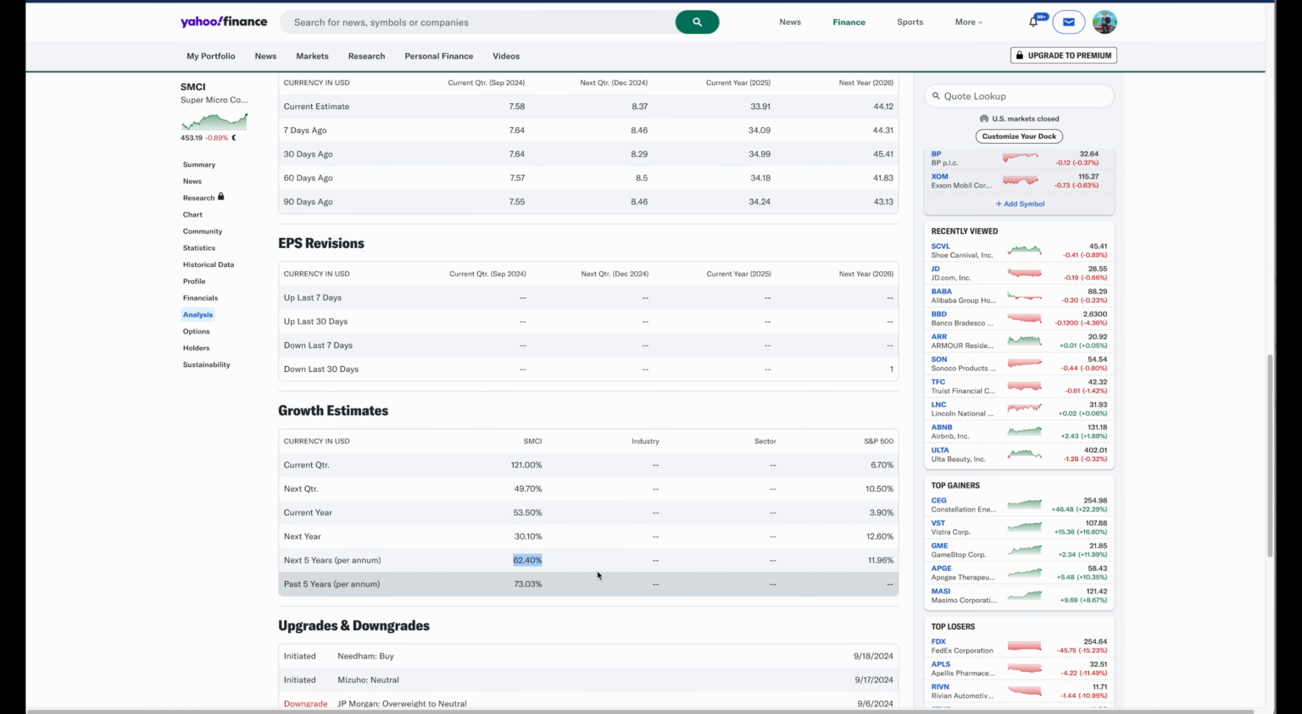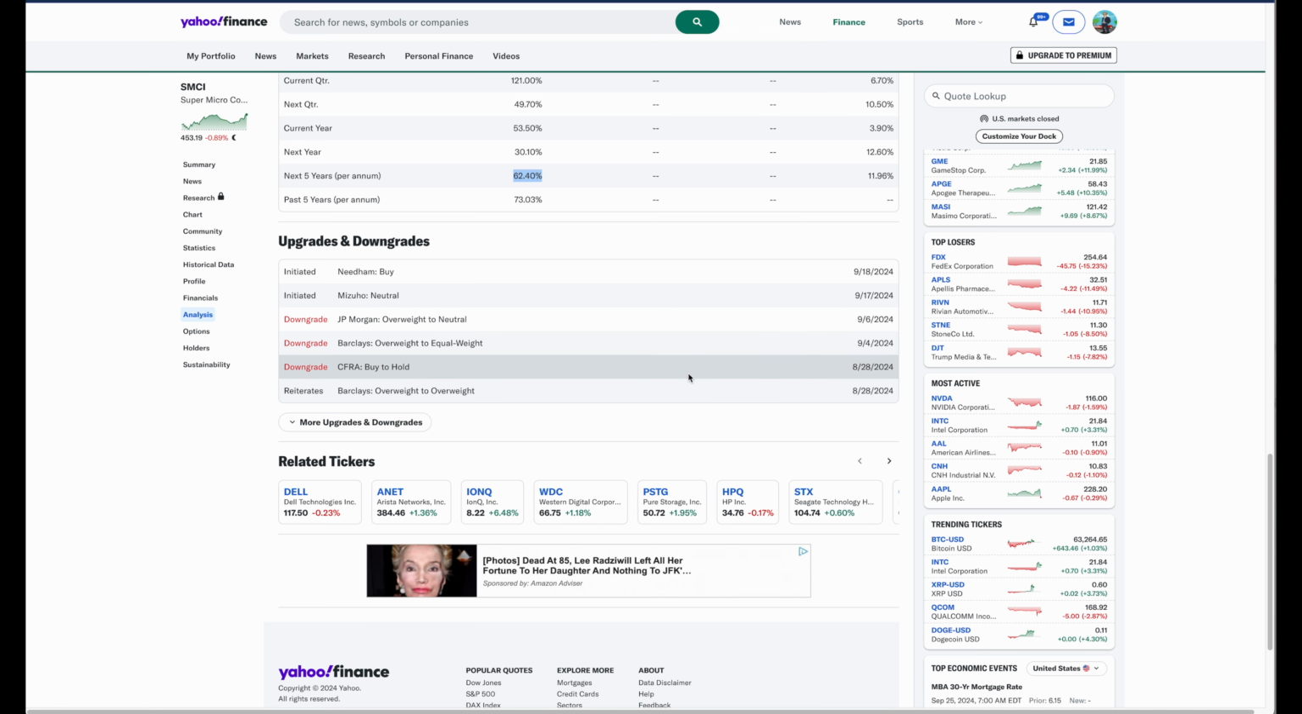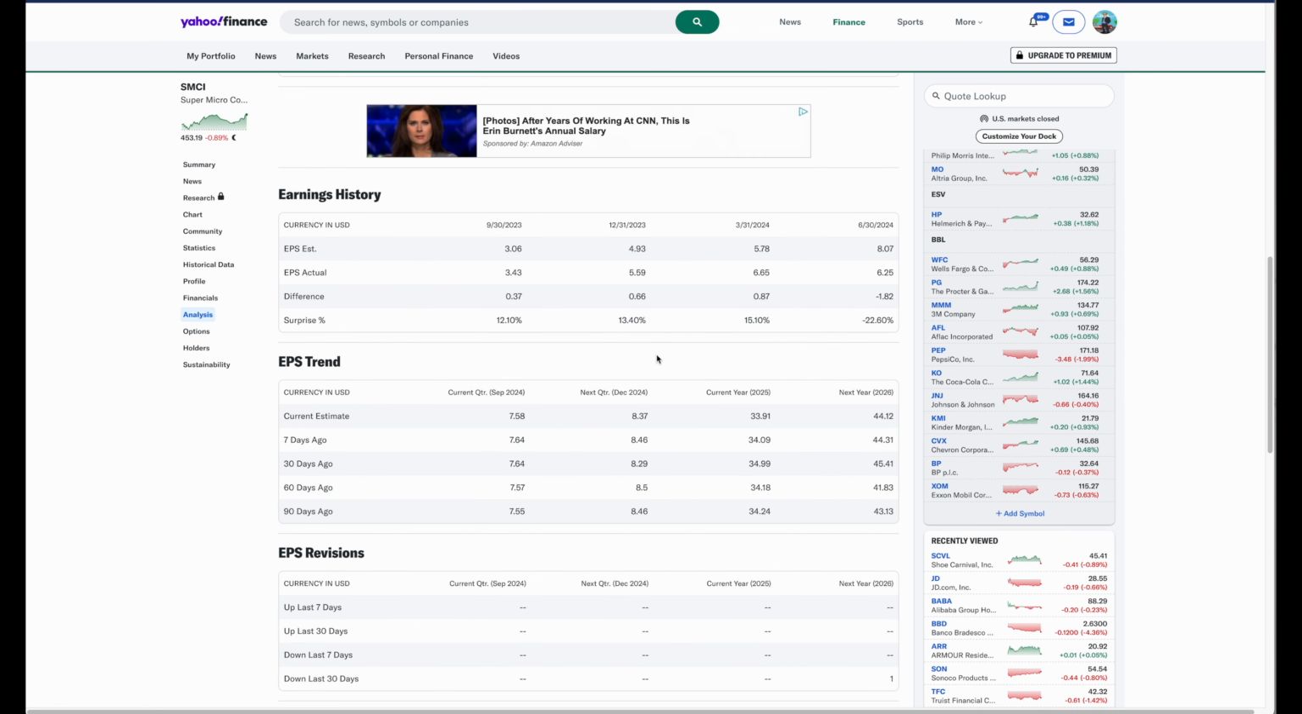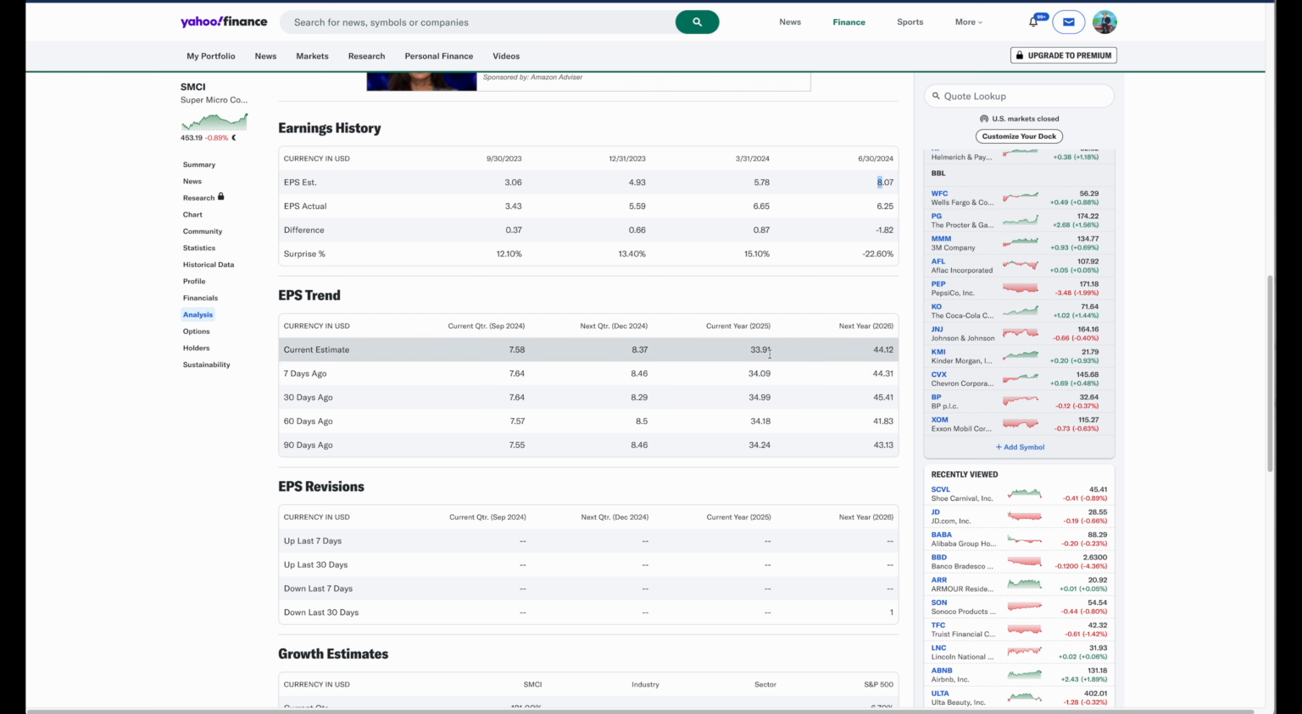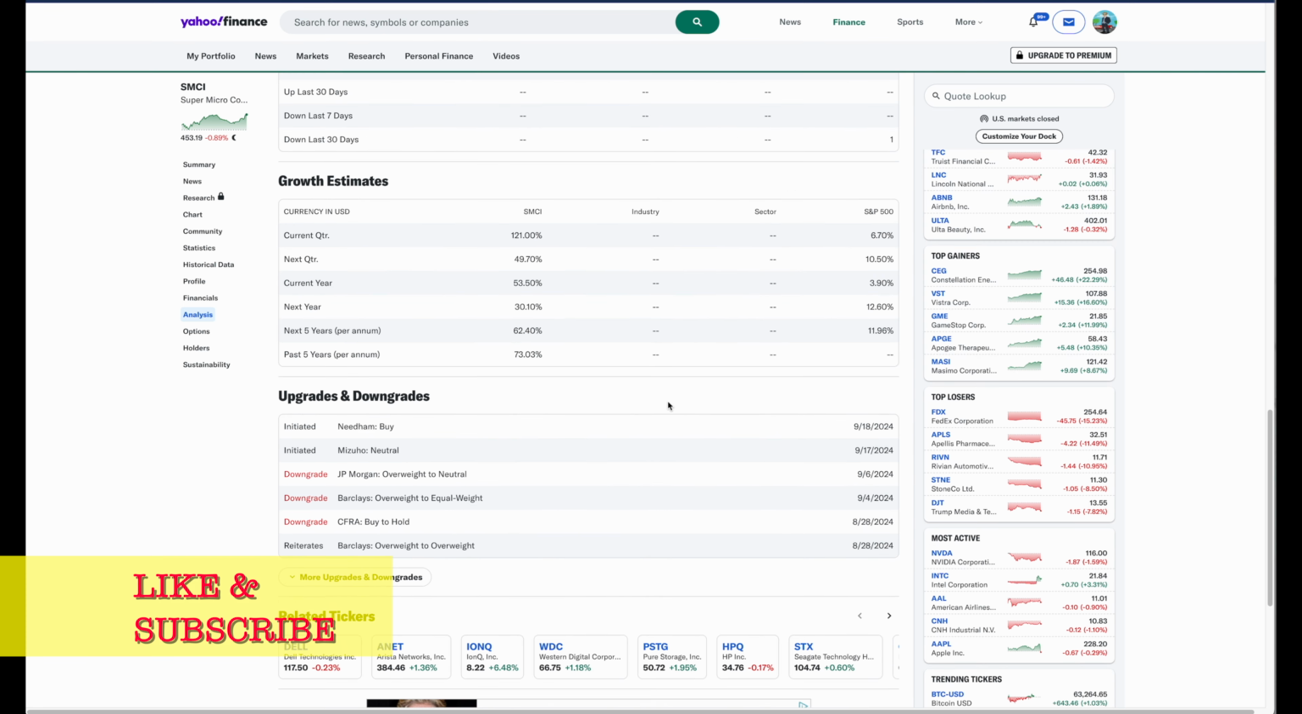So that's why I decided to put my toes in before I jump in, and then buy more shares. And you can see here, earnings for 2024 expected to be $5.78. That's the history here. Where's the projection? $8.07. The trend here for 2025, $33.91, and then next year $44.12. So earnings increasing. That's what we like to see. Earnings continue to increase, and they're expecting the next 5-year earnings to increase at 62%.